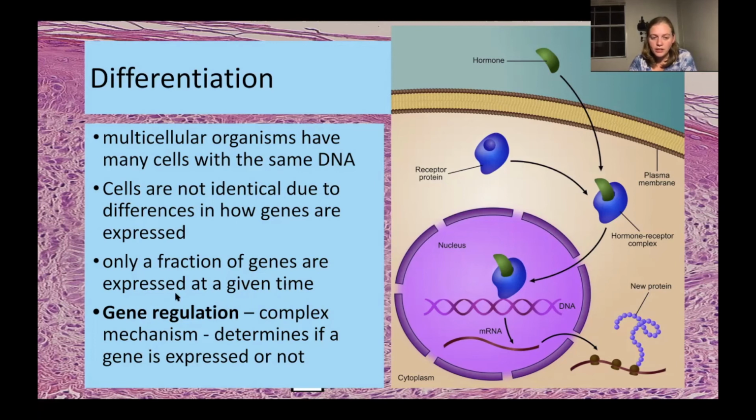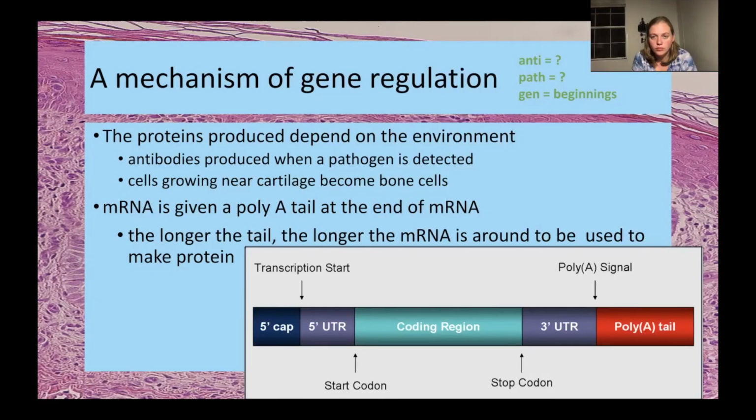And this also goes back to gene regulation. This is a very complex mechanism in cells that determines whether or not a gene is going to be expressed. And this has a lot to do with the environment that that cell is in at a certain time. The process of gene regulation is pretty complicated, but we're going to simplify it here as best we can. The proteins produced in a cell depend on the environment that that cell is placed in, and a lot of that has to do with where this cell is in your body. And I got a couple of examples for you here.